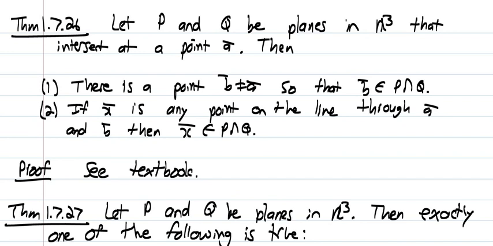After you've proven that, you can prove that if you take the line that passes through A and B, both sitting on both planes, with A and B different, and x is any other point on the line, then that point is also sitting on both planes.